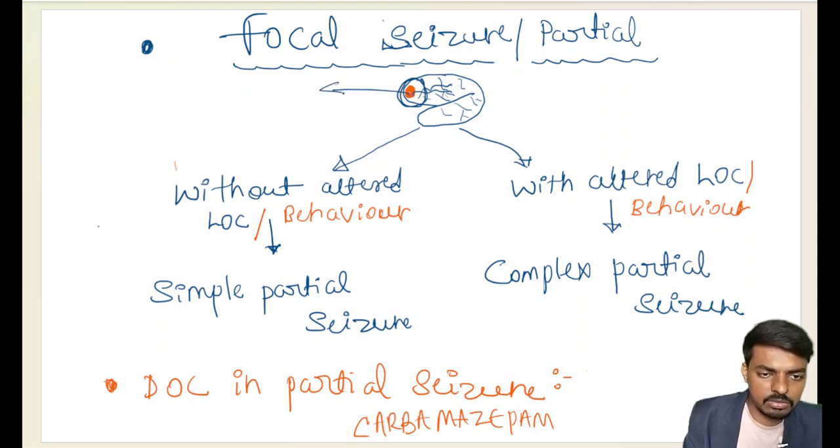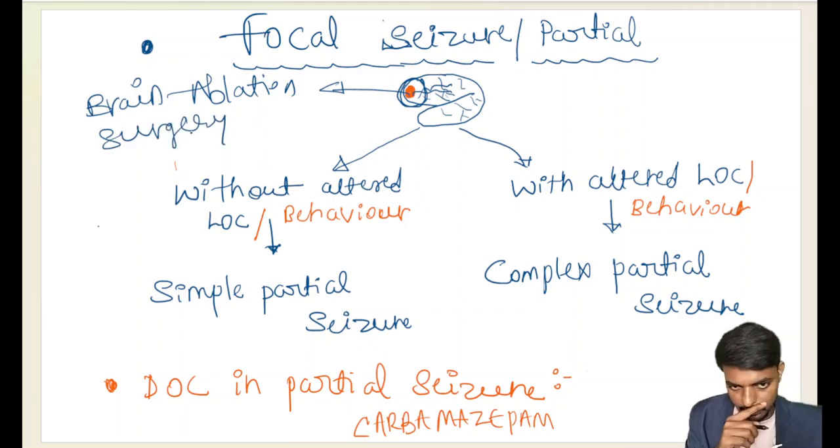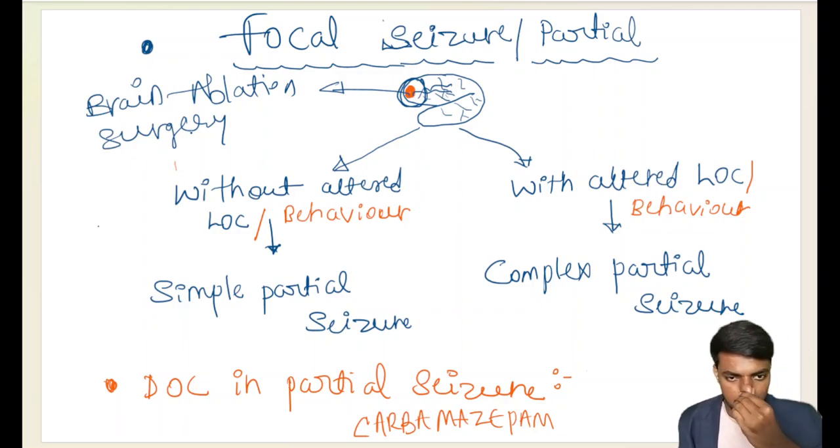One particular surgery we will do here is to remove this particular part of the brain, in order to prevent the abnormal release of electrical activities. That is brain ablation surgery. Very important. Brain ablation surgery means we are resecting, removing that particular part, in order to prevent the abnormal release of electrical activities.